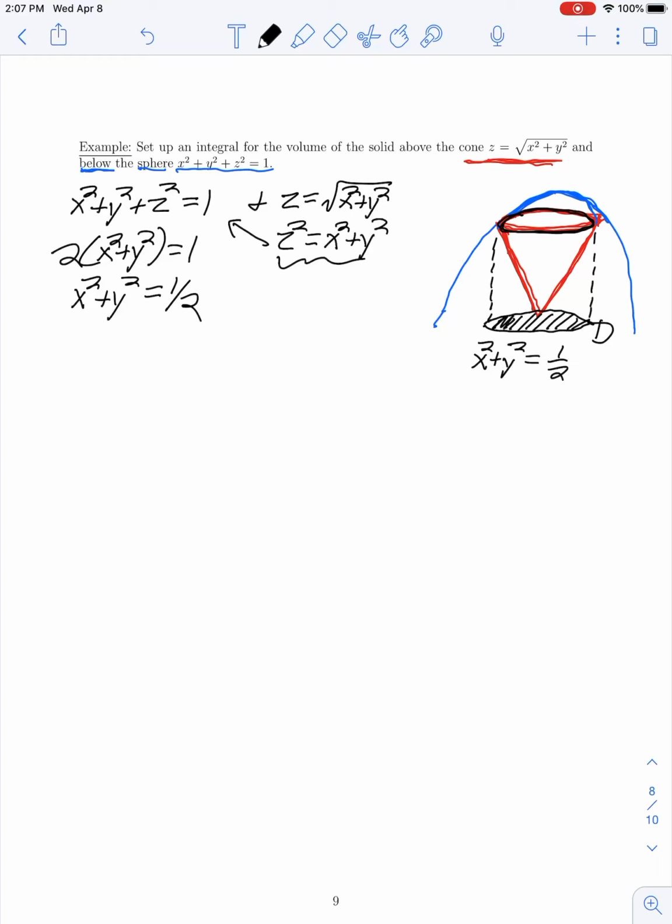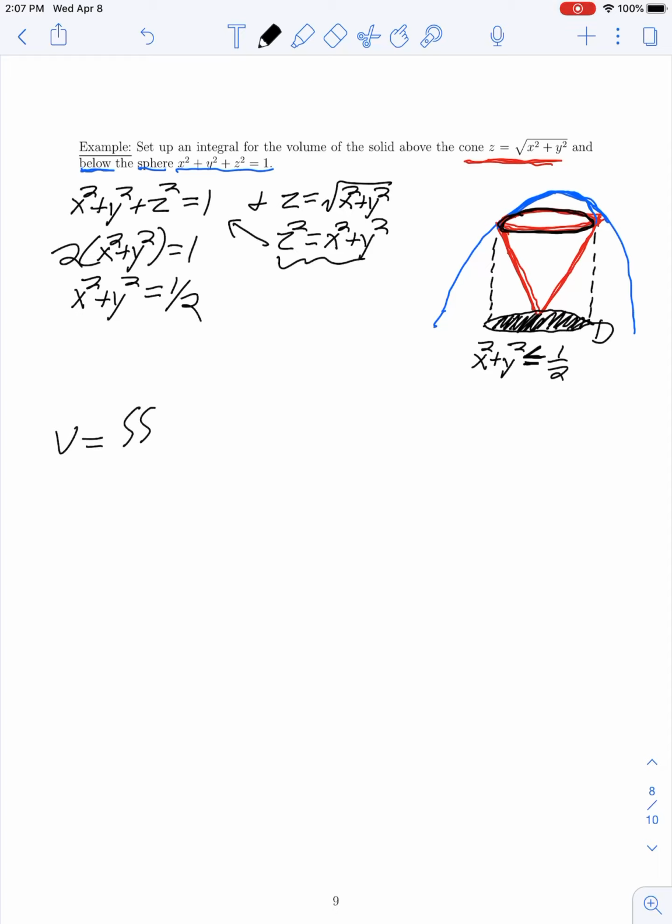So our region of integration, D, shown in the xy plane, is going to be the disk where x squared plus y squared is less than or equal to 1/2. As we want all the points on that circle, which is the edge of our boundary, or the edge of our region D, and then every point that lies inside that region. So now let's see if we can set up our expression for the volume.